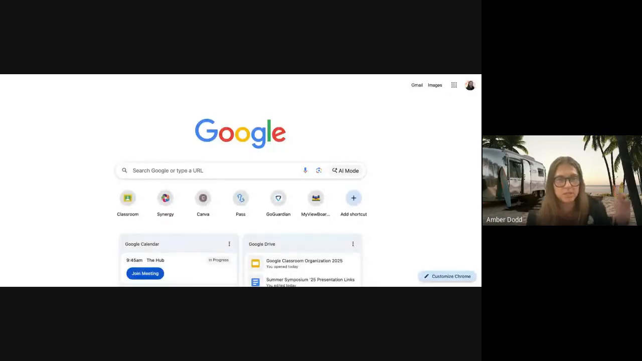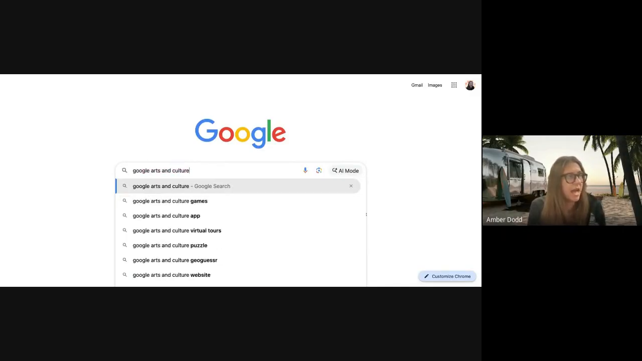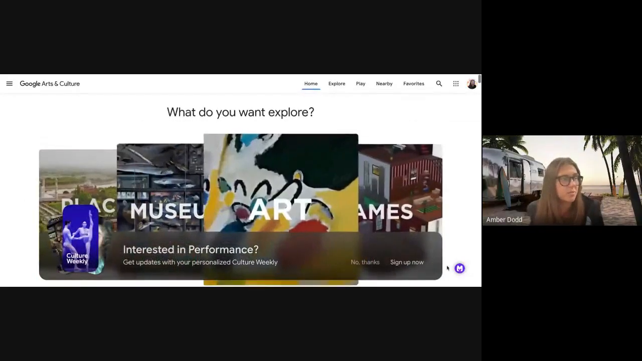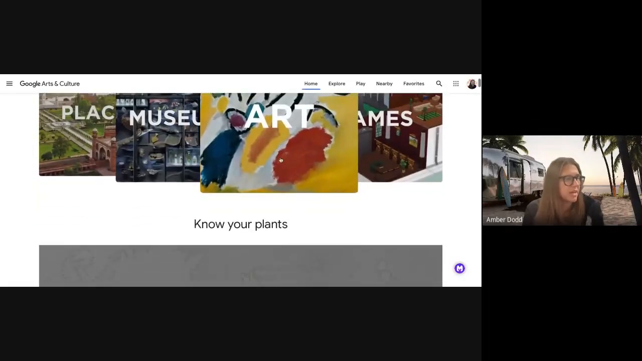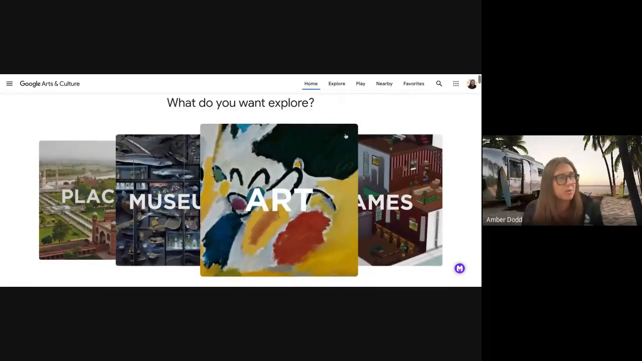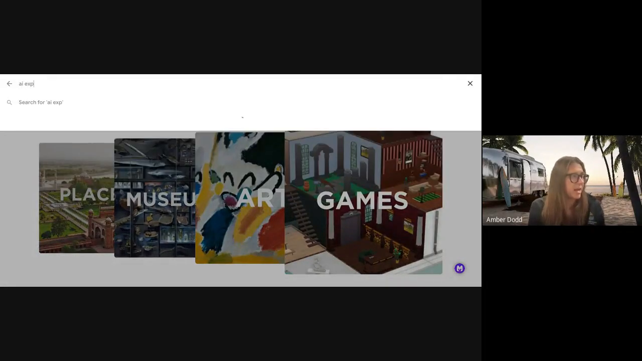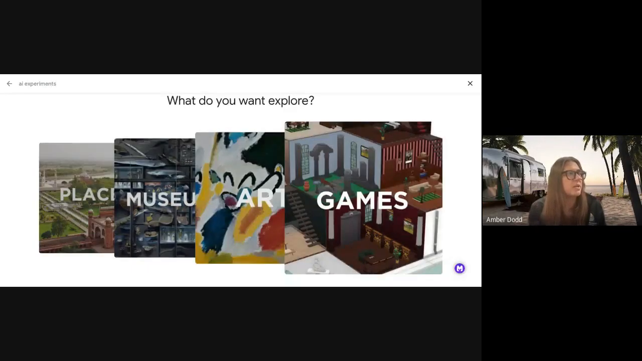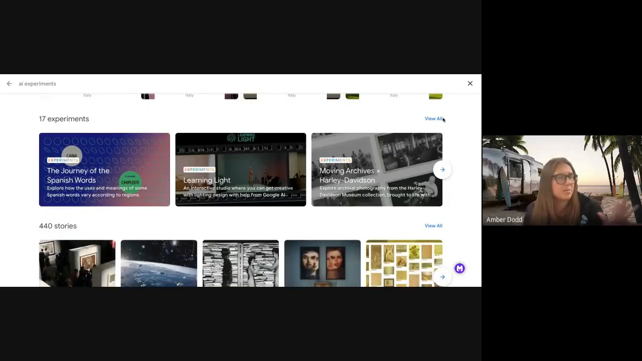And how you get to it, and you can't see my tab, but you can just Google, I'll type it here so you can see it, Google Arts and Culture. If you have not explored Google Arts and Culture, this is one of my favorite fun things to do. I'm going to say no thanks just because I don't need that. But you can explore museums and art and other cultures. And then what I like to do is put in AI experiments because I'm specifically looking for AI ones. And in those experiments, they have 17 experiments related to AI.